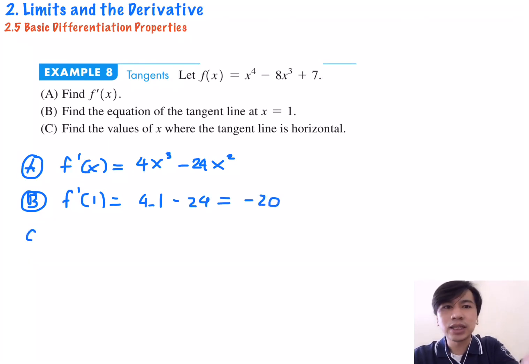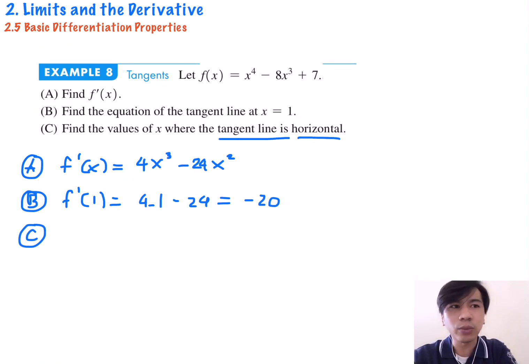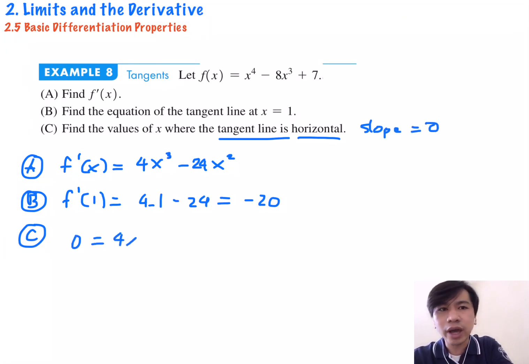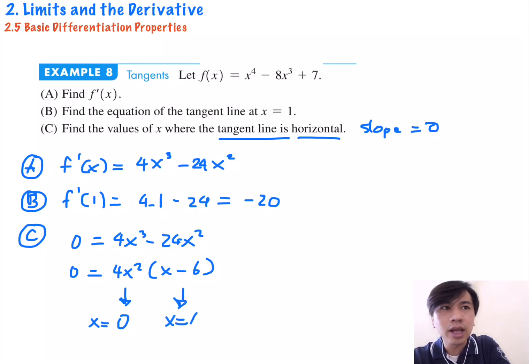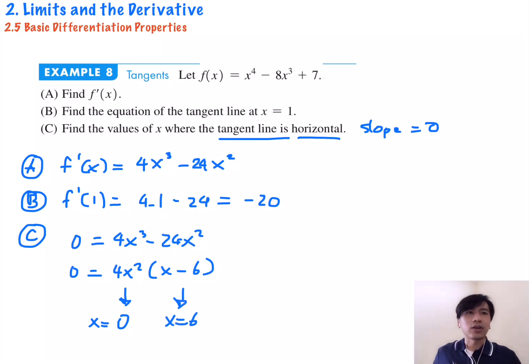Okay. c, find the values where the tangent line is horizontal. The tangent line will be horizontal when the slope is equal to 0. So 0 equal to 4x cubed minus 24x squared. Find the common terms. The common terms will be 4x squared, and then times (x minus 6). So the values that make it 0 are x equal to 0, and then x equal to 6. That's our lesson for today.